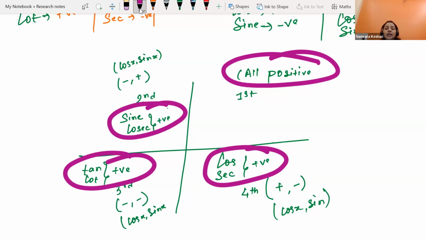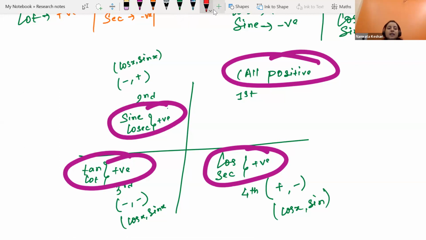In second quadrant, sine positive. Due to that, cosec will be positive, which we have to understand. In third quadrant, tan positive, and in fourth quadrant, cos positive. And there are so many sentences which will help us to remember this theory, I'm writing one over it.